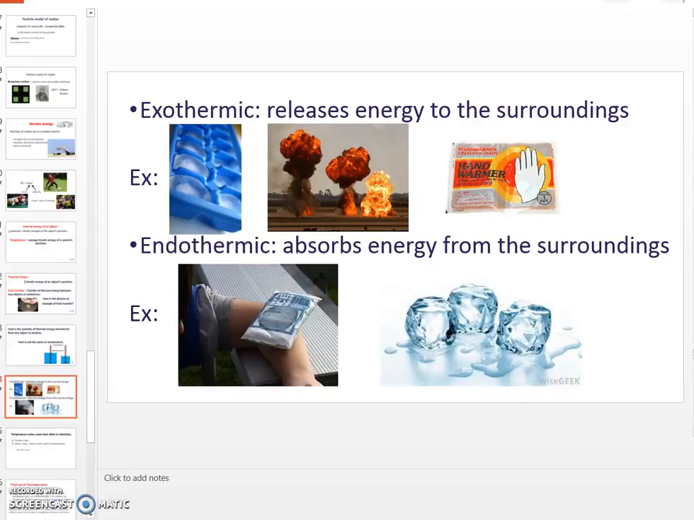Now, exothermic and endothermic, pretty important idea. Exothermic releases energy to the outside. Endothermic absorbs energy from the surroundings. How can we tell about this? Okay, pretty simply put, we look at the temperature change. Exothermic, temperature goes up. Endothermic, temperature goes down. That's it.